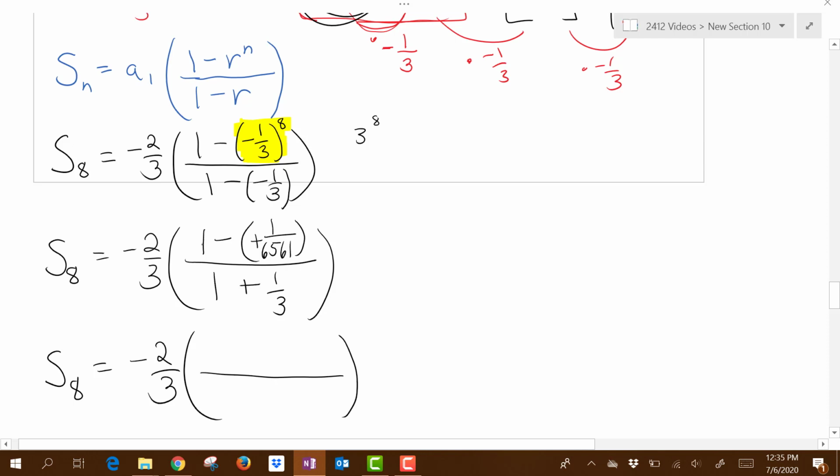So at the top I will need a common denominator between those two fractions. So I'll think about this as 1 over 1. The common denominator would be 6,561. So I'm going to multiply the top and the bottom of this fraction by 6,561. At the bottom we also need a common denominator, so I would give that a common denominator of 3. So that would be 3 over 3 plus 1/3.